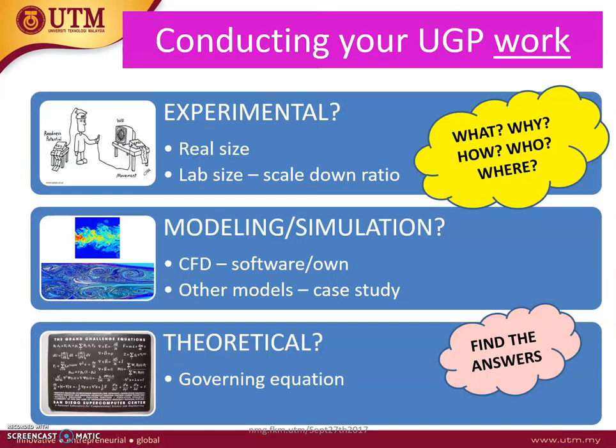So when you're conducting your UGP work, whether you're choosing experimental study, modeling, theoretical, you have to identify what exactly you are doing, whether it's a real size, lab size, software or your own code, and why you're doing it. Giving a reason that is MCO is not acceptable. It has to be justified by cross-referencing with previous studies.